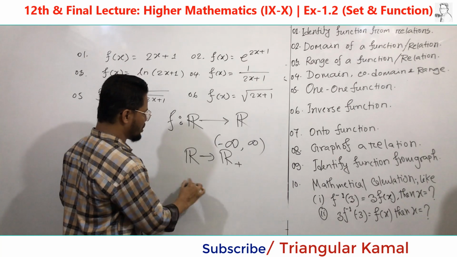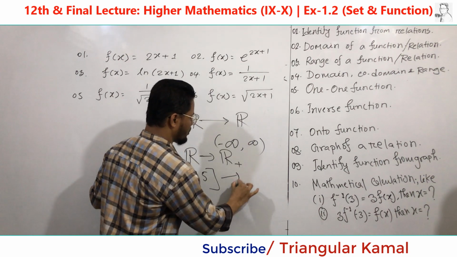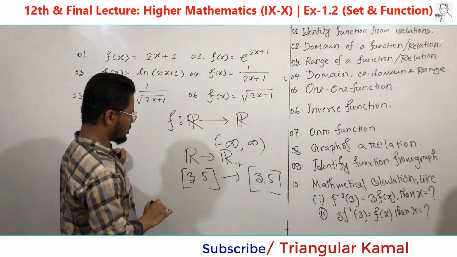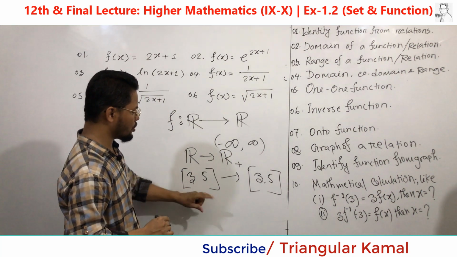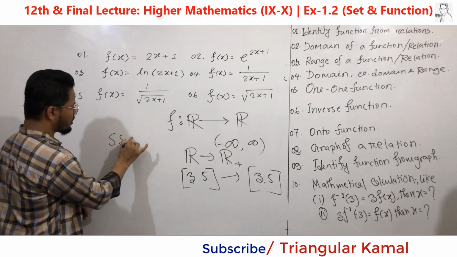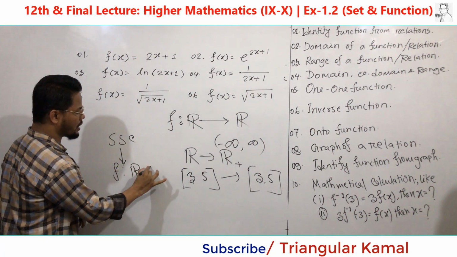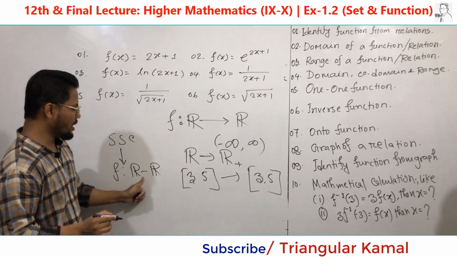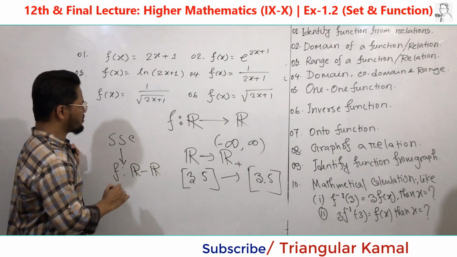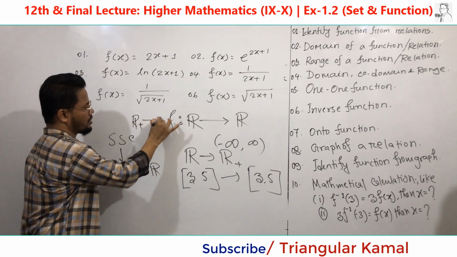Sometimes you can see here like 3 to 5, or 3 to 5. This also indicates 3 to 5. This is the domain part and this is the codomain part. In SSC level exams, we see the condition almost every time, which indicates domain and codomain are both real numbers. And sometimes in a few cases you will see here like R plus to R plus.